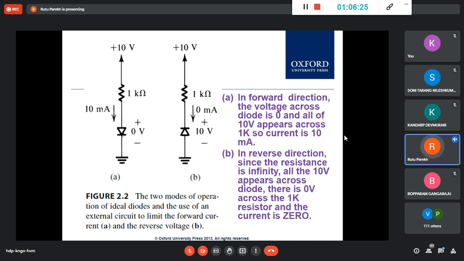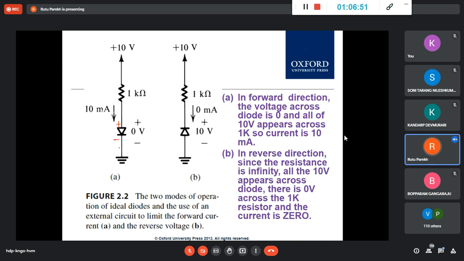To remember this diode symbol, if you forget it: this is the diode symbol, and the arrow you see here is the direction of the current. This minus is the negative terminal of the diode. That way you remember this is the negative terminal.